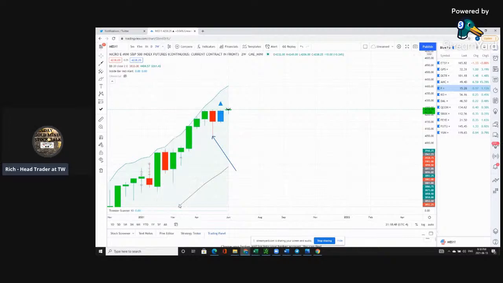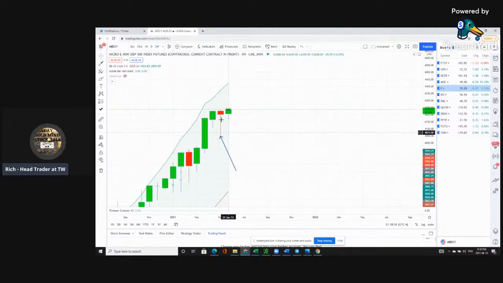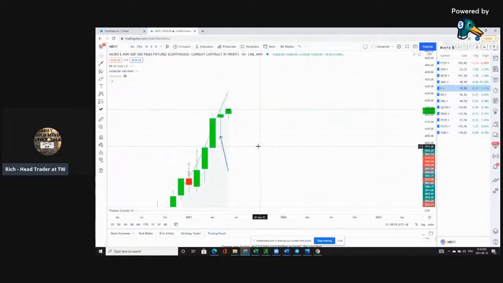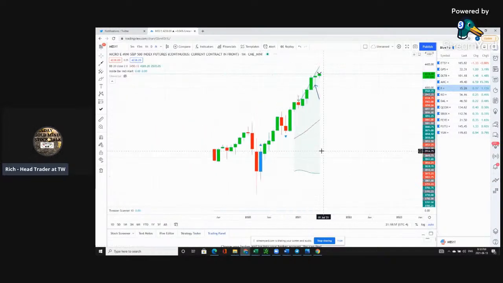Let's go to the 3-week chart. Okay, on the 3-week chart we had a beautiful hammer. That's just a hammer pattern. Let's go to the monthly. So monthly, obviously very bullish. Look at this back here. Look at this beautiful inside bar right here.